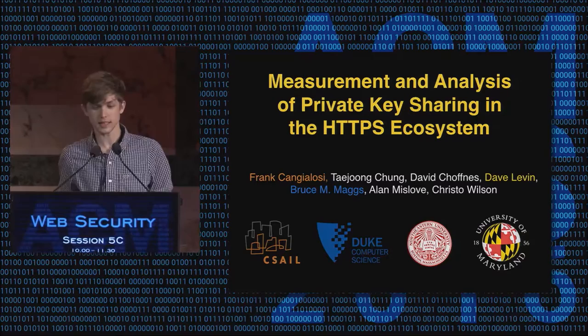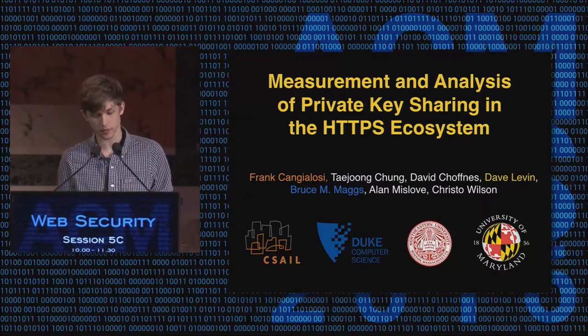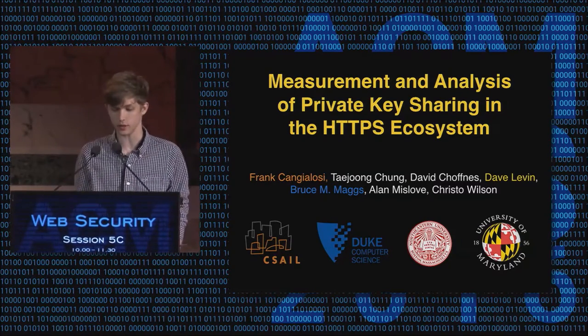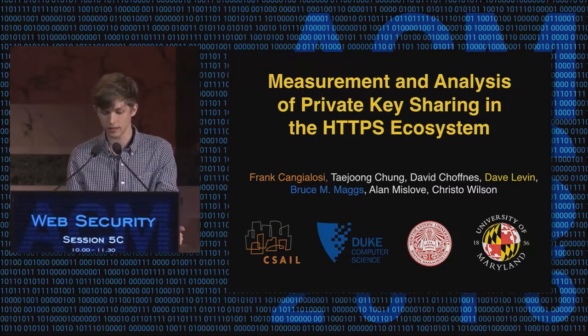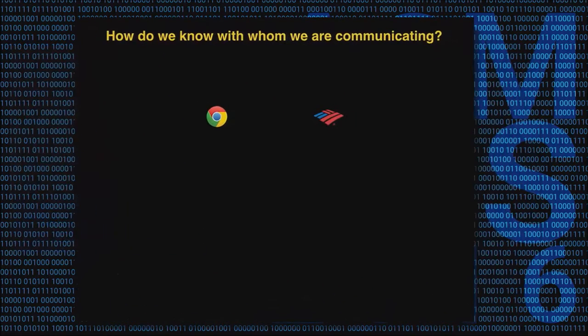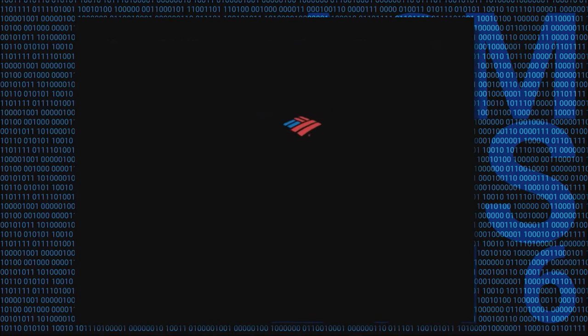So as I said, I'm Frank, and this is joint work with my collaborators at Duke, Northeastern, and the University of Maryland. Today, I want to talk to you about key management in the PKI. Let's begin by considering a simple example. Today, when you use your browser to visit a sensitive website like Bank of America, you typically expect to see this green lock icon in your URL bar that indicates, number one, that your connection is secure and that no one can eavesdrop, but perhaps more importantly, that it's authenticated so that we can be sure we really are talking to the bank. So how does the website achieve this?